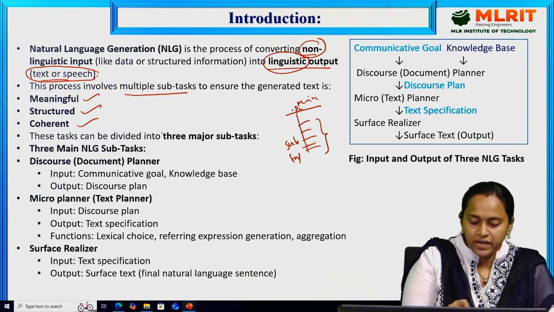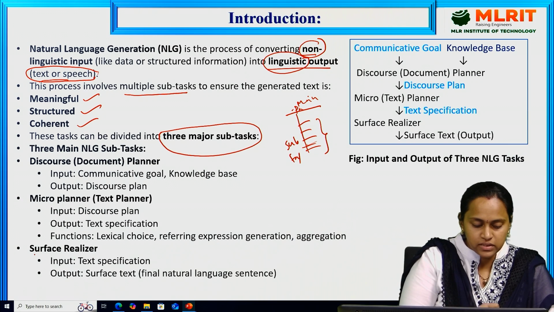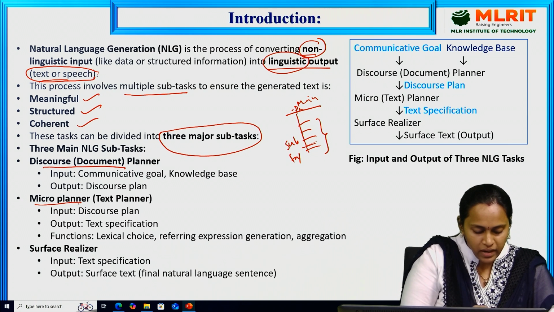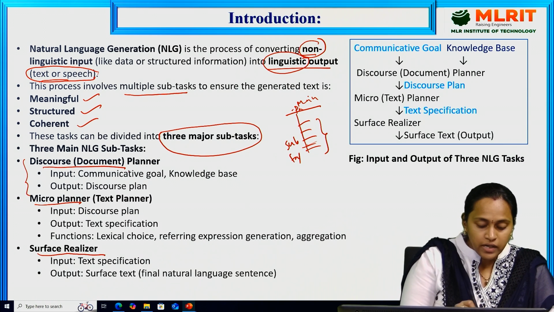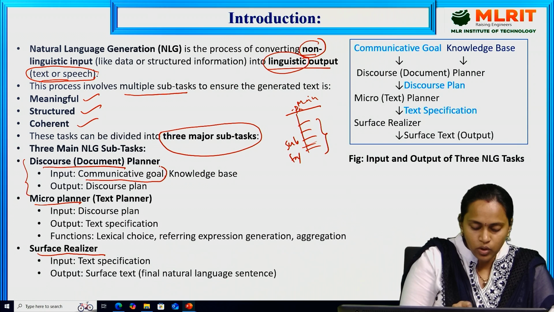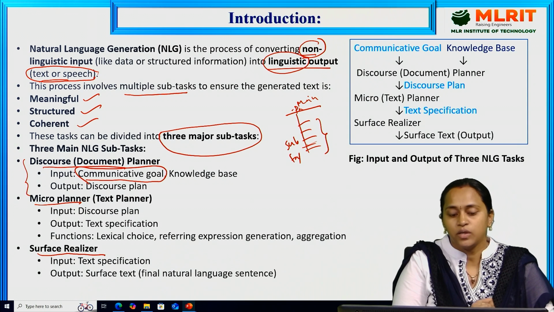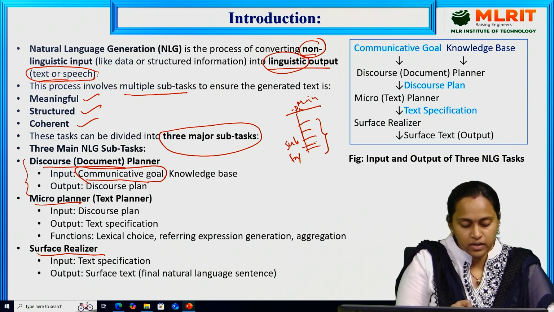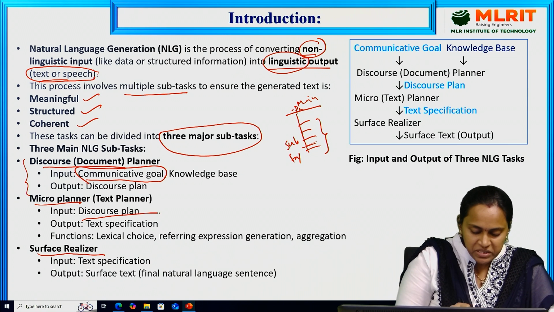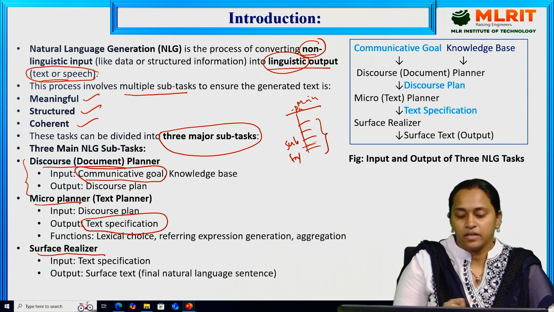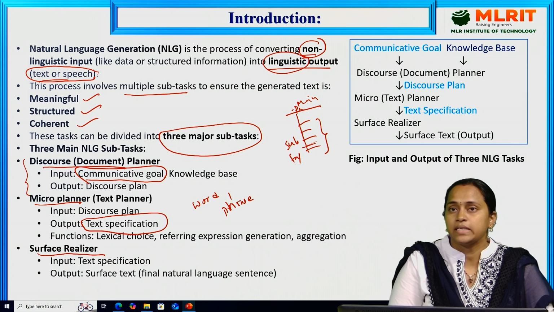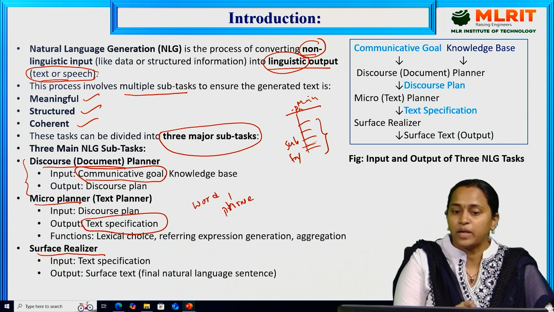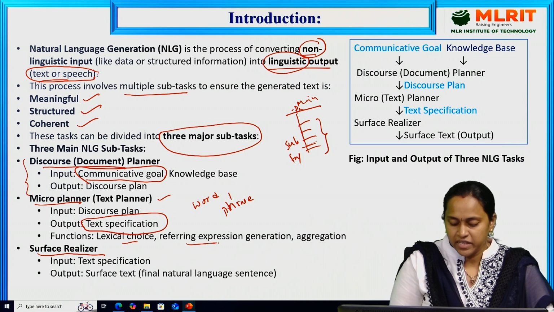This task can be divided into three major subtasks. The subtasks are the discourse planner, micro planner and surface realizer, right? Discourse planner means communicative: how we can reach the goal, we can communicate through the discourse planner. In the micro planner, we specify the text, like words and phrases, the exact words and phrases. Text specification, text classification, text summarization, everything is done in the micro planner. Its functions are lexical choice, referring expressions and aggregation.